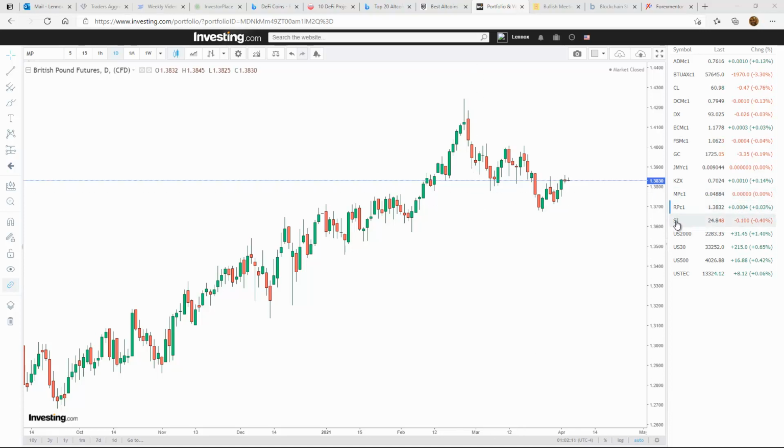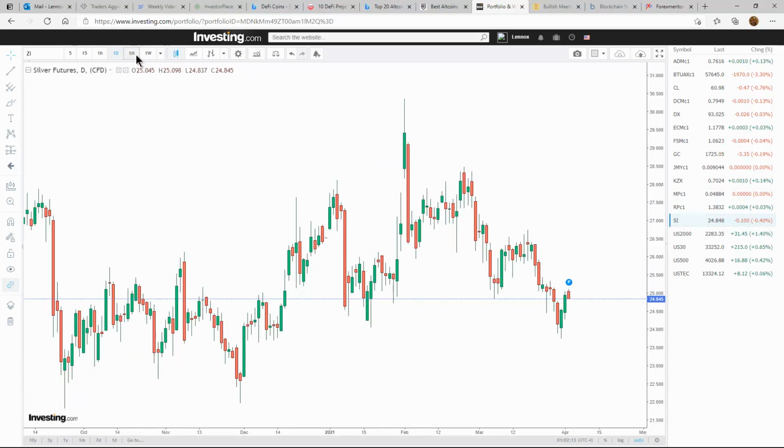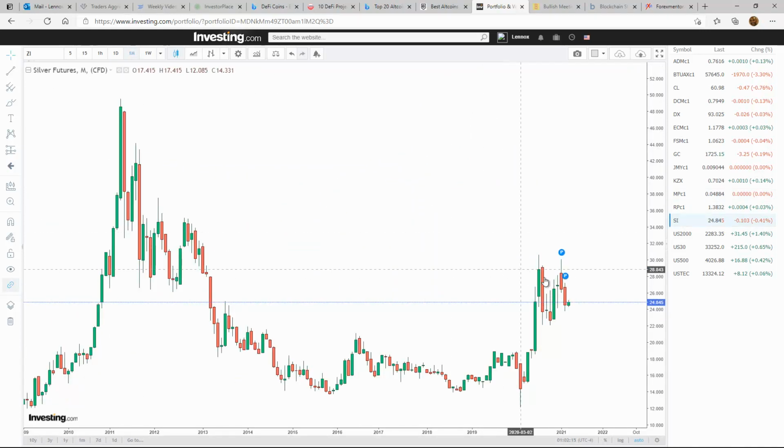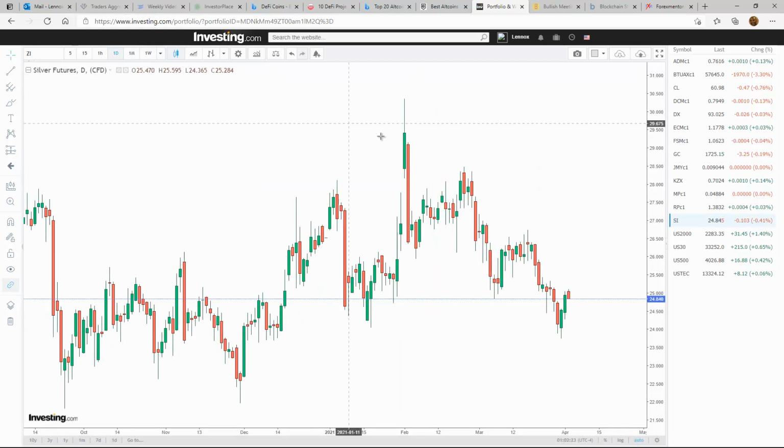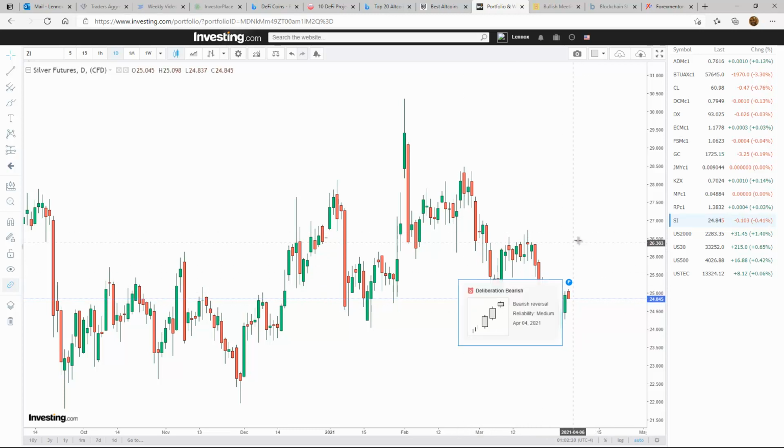Let's take a look at silver. Okay, silver. It's pushing back down as well, so it's weak right now. Still looking very weak on the weekly. On the daily, we're still pushing to the downside. So weakness in silver, weakness in gold for the week.